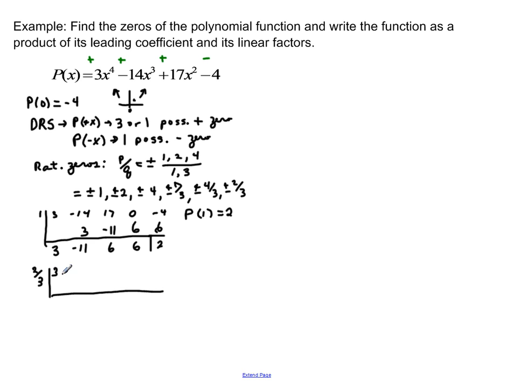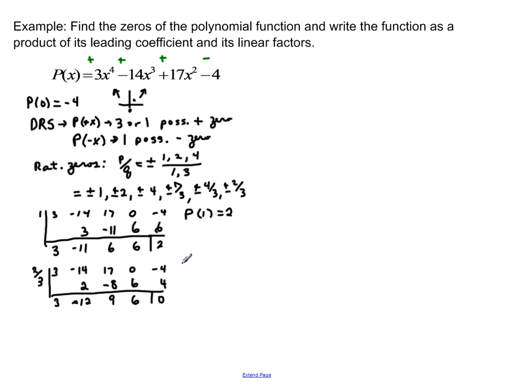Well, we can just try it out. 3, negative 14, 17, 0, and negative 4. It gives me 3. 2/3 of 3 is 2. Negative 14 plus 2 is negative 12. 2/3 of negative 12, let's see, 12 divided by 3 is 4, times 2, that's 8. So negative 8. 17 minus 8 is 9. 2/3 of 9 is 3 times 2, 6. 0 plus 6. 2/3 of 6 is 4. And lo and behold, there it is.